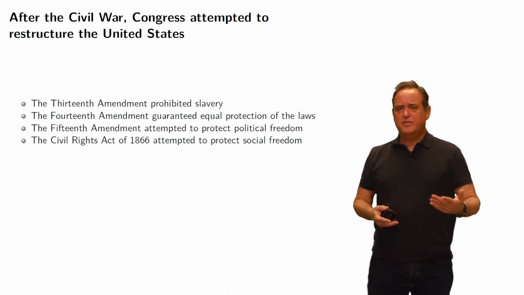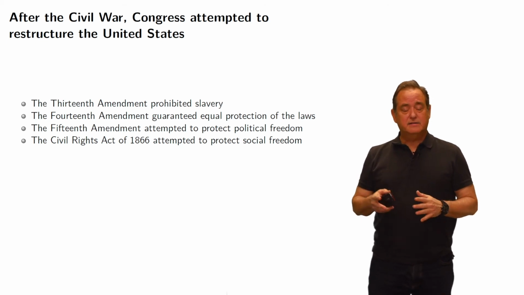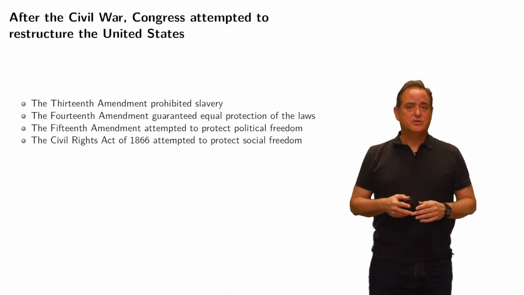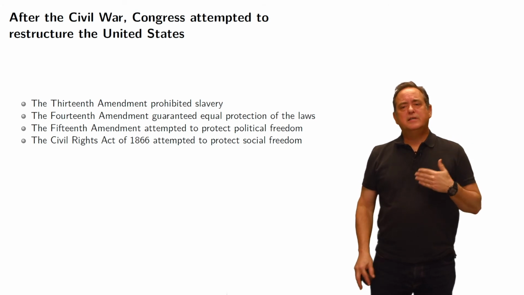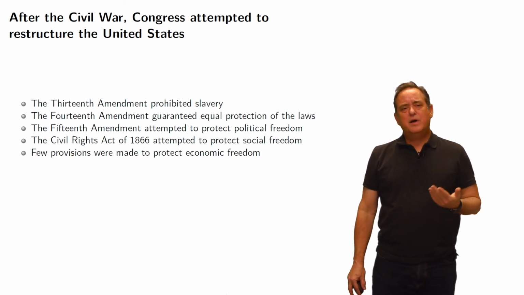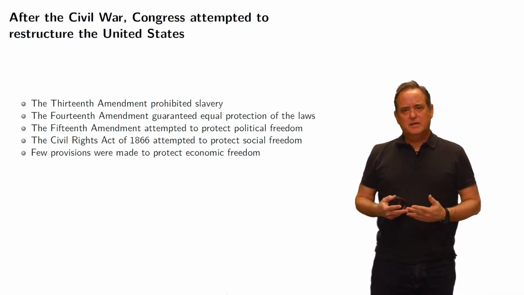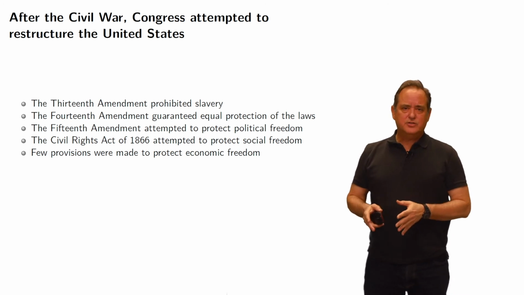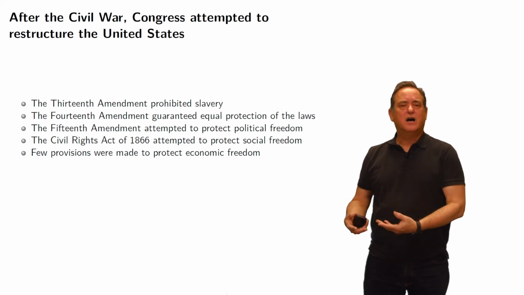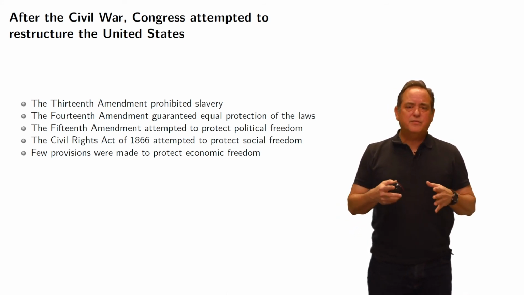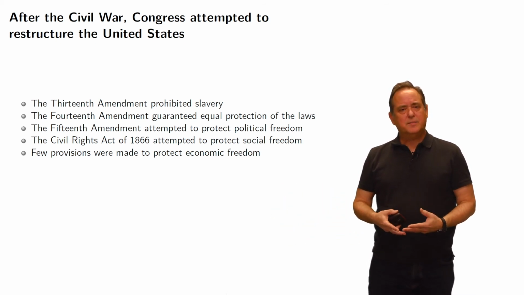And in fact, several of the provisions in the Civil Rights Act of 1866 are still relevant today, and we'll talk about those when we get to race discrimination. So here we've attempted to protect political freedom, we've attempted to protect social freedom. However, few provisions were made to protect economic freedom. There was no guarantee of entry into the domestic national economy. There was no way for people to be guaranteed the right to participate in the economy.